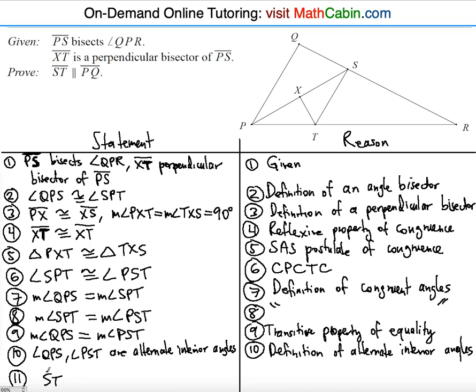Okay, so finally, now that you've shown that these are alternate interior angles, you're ready for the final step. So ST is parallel to PQ, and the simple reason for that is that QPS and PST are congruent. Basically, you show that QPS and PST, whichever way you want, are congruent. As long as they're congruent, these two lines will be parallel.